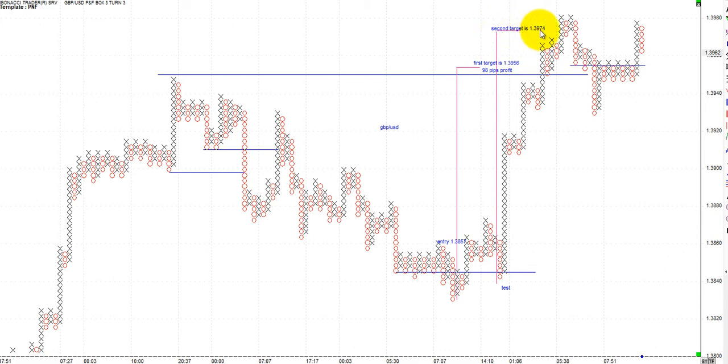The second target was 1.3974. So that generated 116 pips on this trade. And what I want to point out to you here, now I'm not going to get into details about point and figure because some people don't like it. Some people really like it.